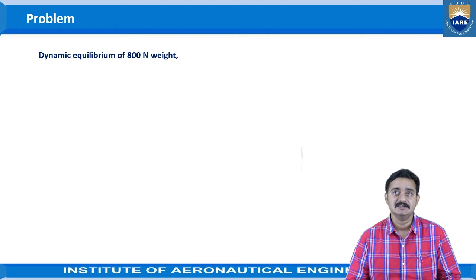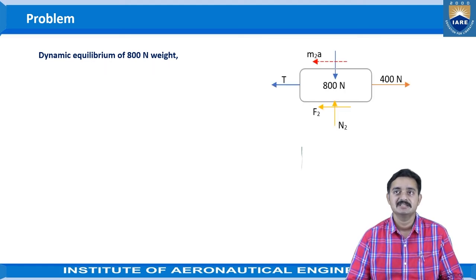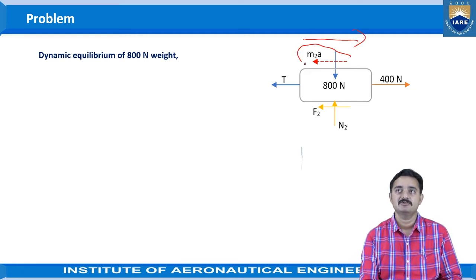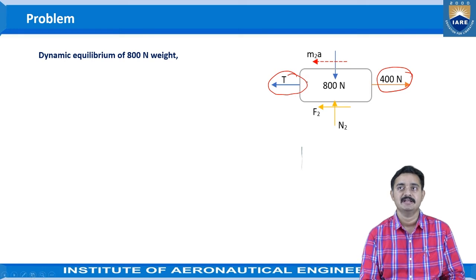Now consider dynamic equilibrium of 800 Newton weight. So when we consider the dynamic equilibrium of 800 Newton weight, the free body diagram is drawn here like this. Similarly, as the 800 Newton weight is moving towards the right side, the inertia force will be towards left side. Also, the frictional force will be towards left side. And the force that is being acted here and the tension that is being acted is shown like this.